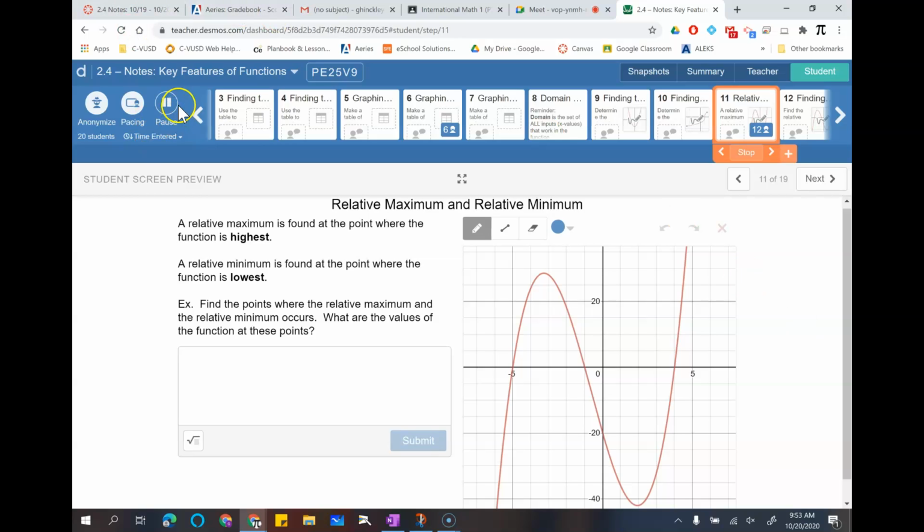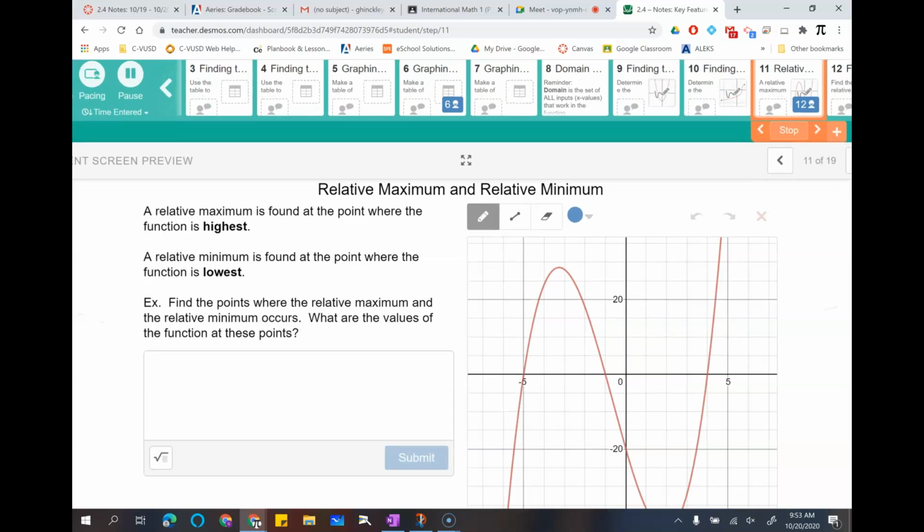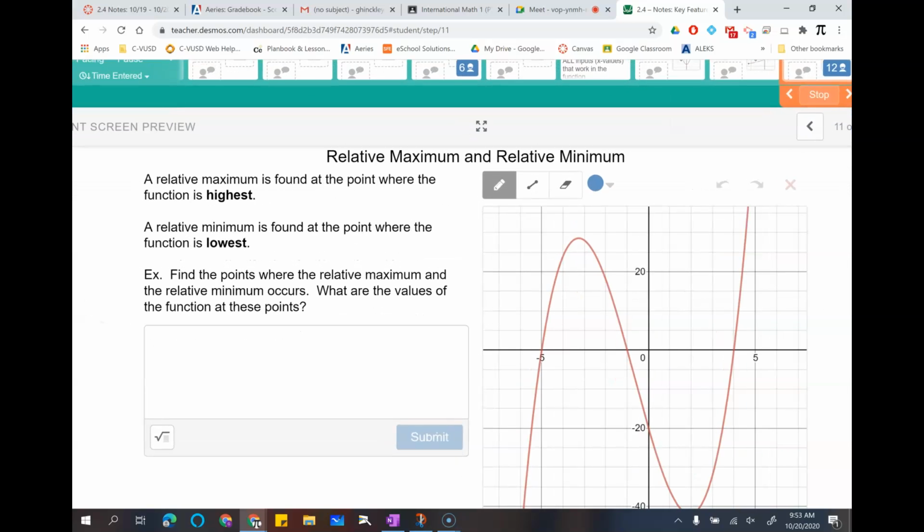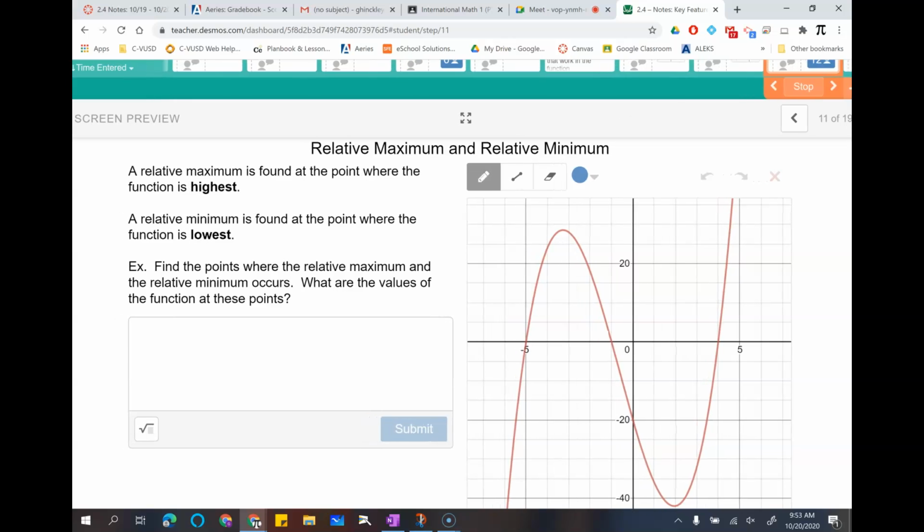So I'm going to go ahead and pause, people. Come back to our Google Meet so you can watch how I'm going to be working through this, and then you can go ahead and get it on your set of notes.